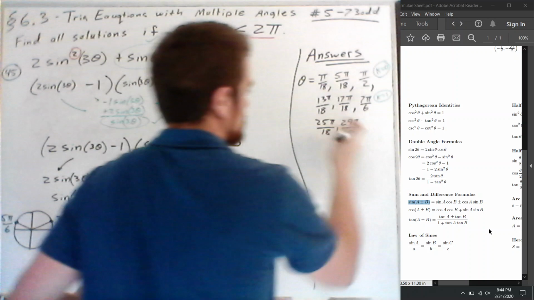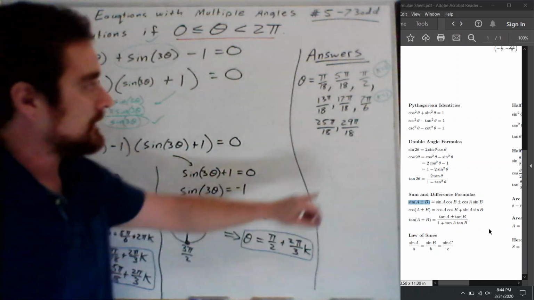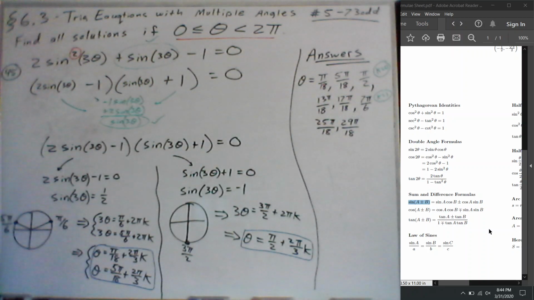Okay, that's still less than 2 pi, right? You can go verify that, because 18 times 2 is 36. So 36 pi over 18 is 2 pi. So we're still good. We're still within our 0 to 2 pi.